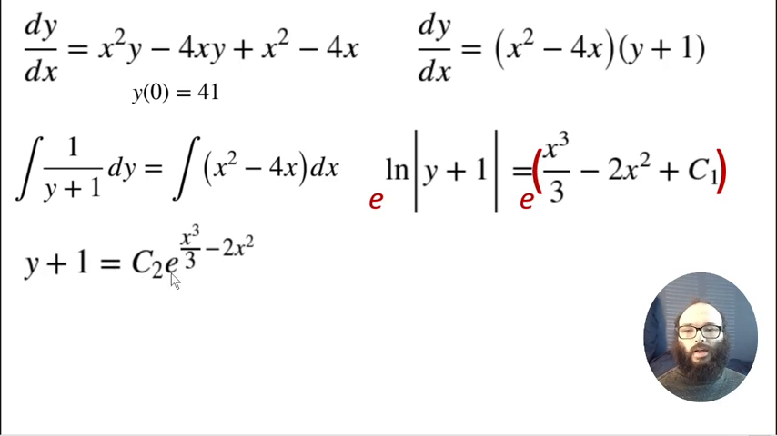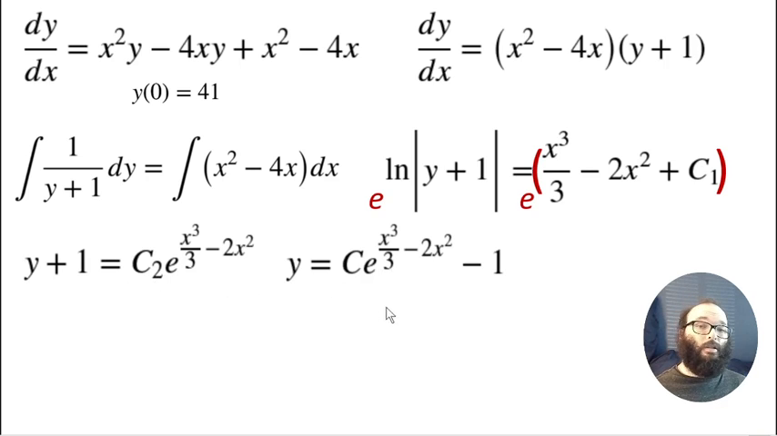Here we are. Our last step, of course, is to move this 1 over to the other side, like so. Subtract 1 from both sides, and since we're not changing the constant anymore, we just get rid of the subscript. It's just C.